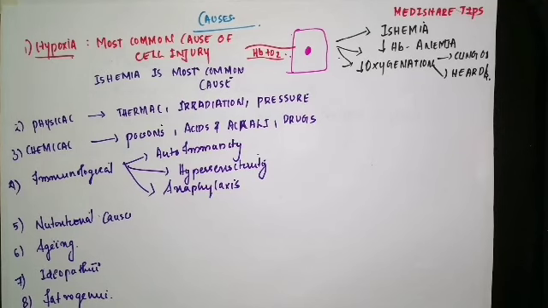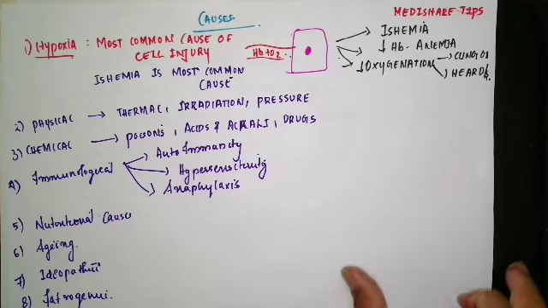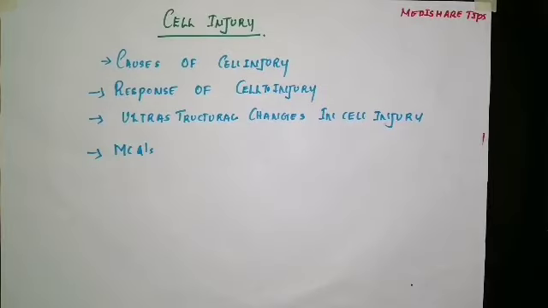Out of this, the most common cause of cell injury is hypoxia, and hypoxia due to decreased blood supply to the tissue is the most common cause. So ischemia is the most common cause. Now we will see the response of a cell to cell injury.